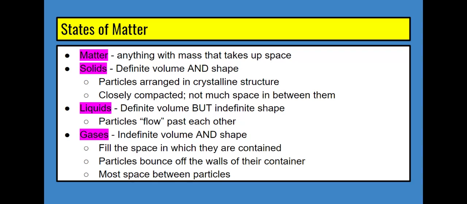Then finally, we have gases. They have indefinite volume and shape. They take up the amount of space provided to them. They fill the space in which they're contained and particles bounce off the walls of their container. These particles have the most space between them and they also have the most energy. So they are flying all over the place, bouncing off the walls and each other, and they have the most energy.